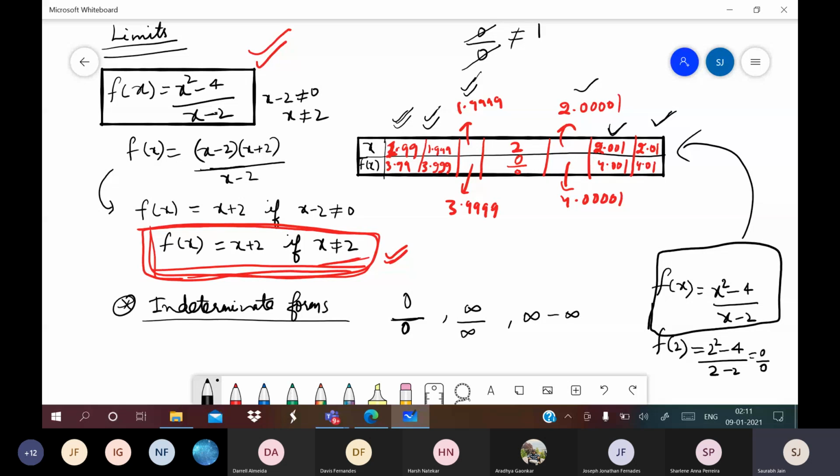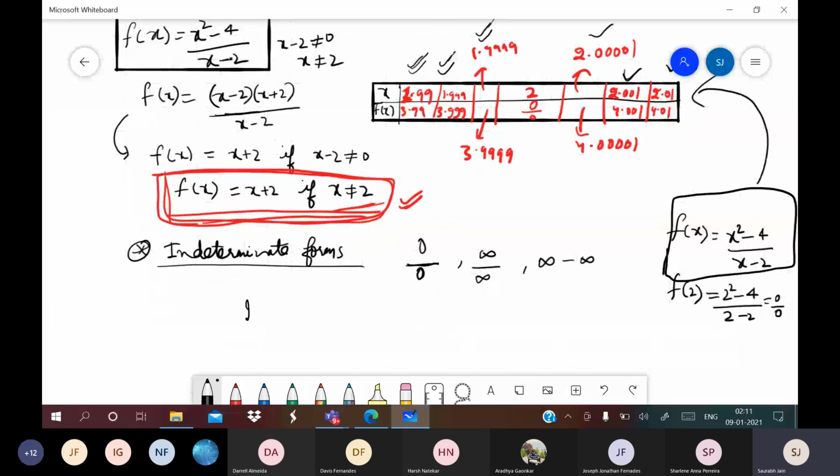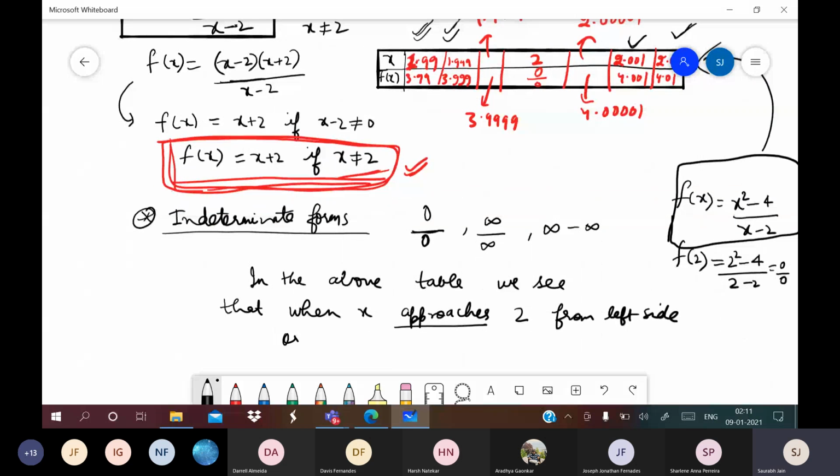Can anyone tell me? Listen to my question first. What I am trying to explain with the help of this table: in the above table, we see that when x approaches 2, listen and try to understand this term, approaches 2 from left side or right side, then the value of f(x)... what is the left side? If the number is to the left of 2, it is from the left side. If the number is to the right of 2, it is from the right side.